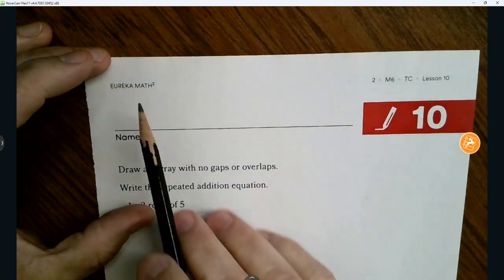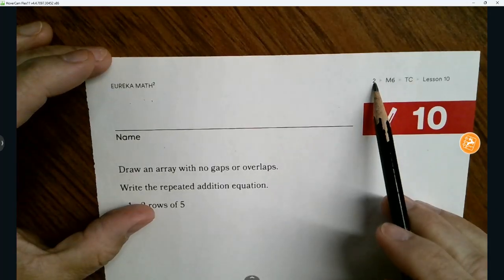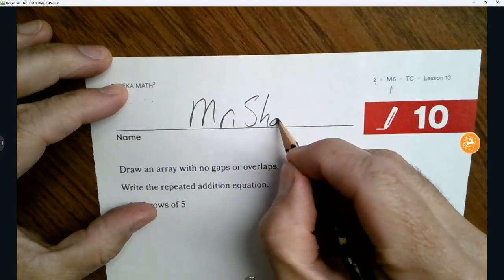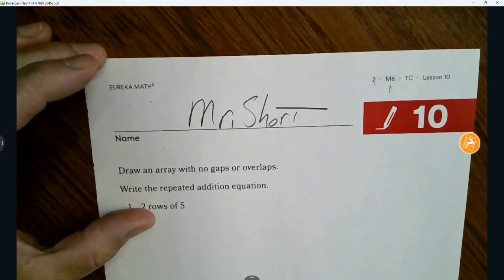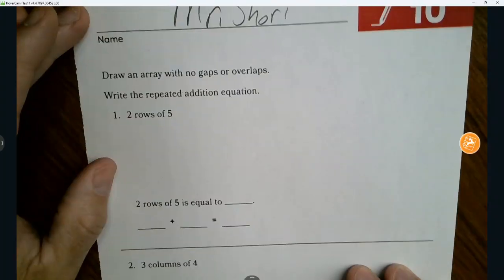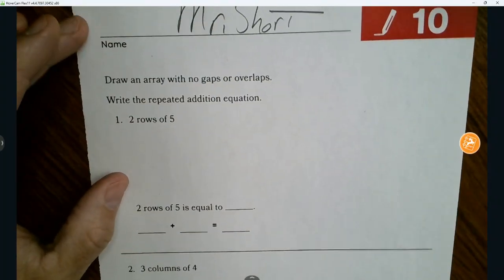All right. Eureka Math Squared, second grade, Module 6, Lesson 10. See if I can make that a little bit nicer today. I like that. That looks better. I am Mr. Short. Let's look at what we got today on page 55. Just page 55. You guys are getting off lucky today. You got 2 problems, which means I'm going to help you with 1.